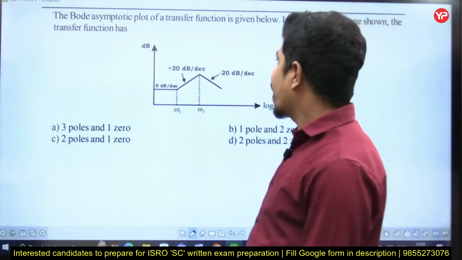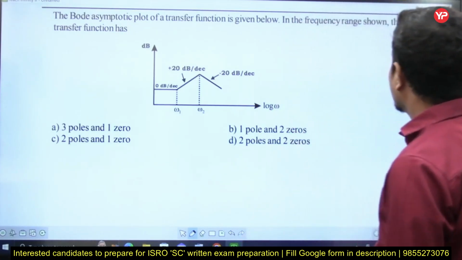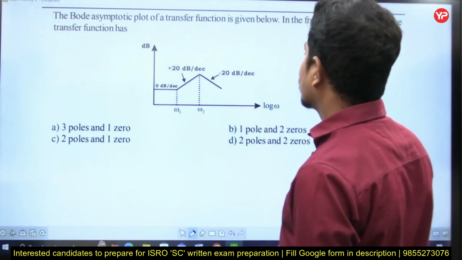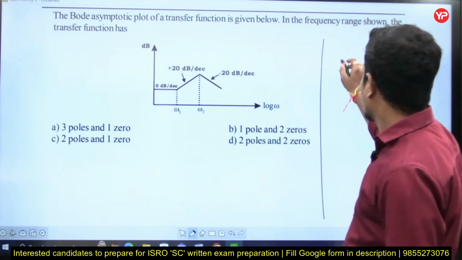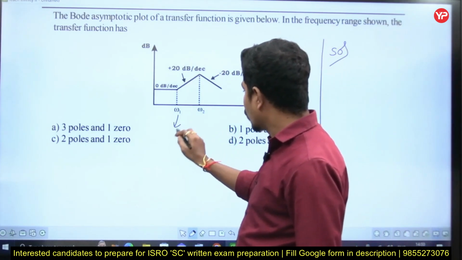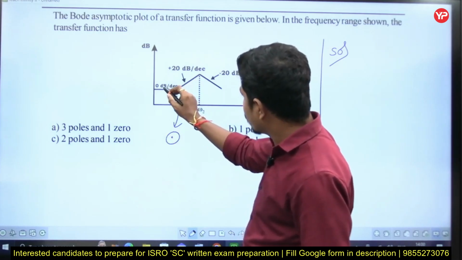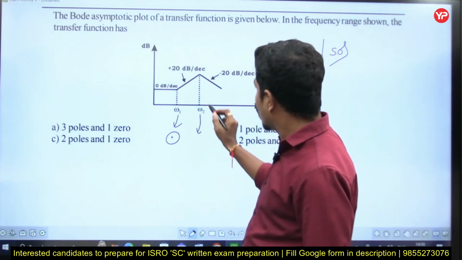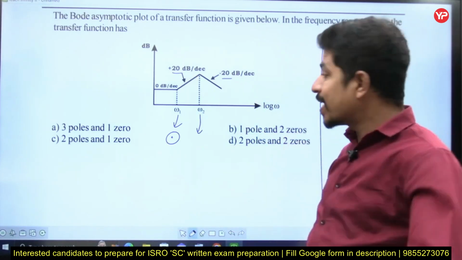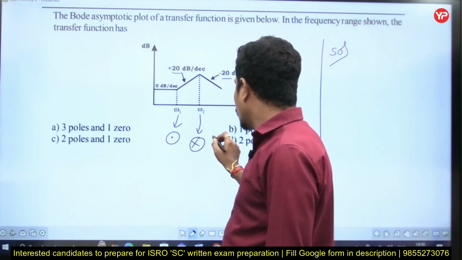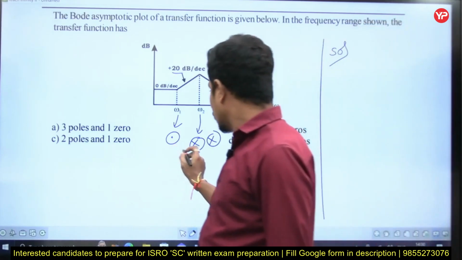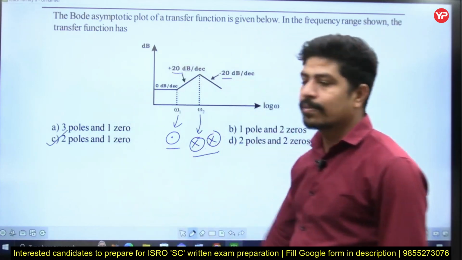The Bode asymptotic plot of a transfer function is given below. In the frequency range shown, the transfer function has how many poles and zeros? The initial slope is 0. At omega 1 there is a zero, because the slope is changed from 0 to plus 20. At omega 2, plus 20 is becoming minus 20, meaning minus 40 is added. Two poles will give minus 40. Therefore, it has 2 poles and 1 zero. The option is C.